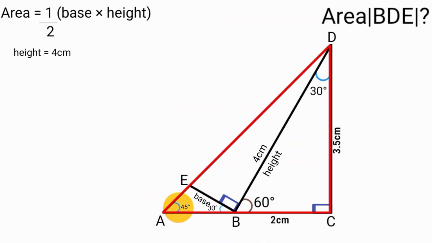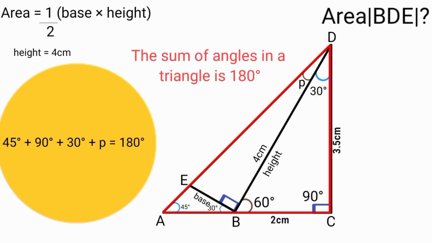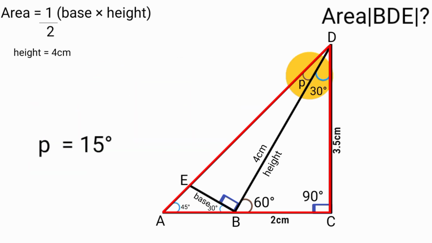From this triangle here, since this is 45 degrees, this here 90 degrees, and this 30 degrees, we can label this P and form an equation 45 plus 90 plus 30 plus P equals 180 degrees, because the sum of angles in the triangle is equal to 180 degrees. 45 plus 90 degrees plus 30 degrees is 165 degrees. So 165 plus P equals 180 degrees. Subtracting 165 degrees from both sides, P equals 180 degrees minus 165, which equals 15 degrees. So that means this angle here is 15 degrees.